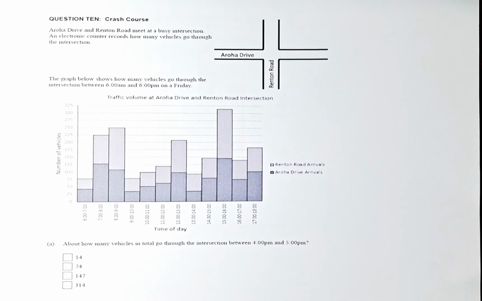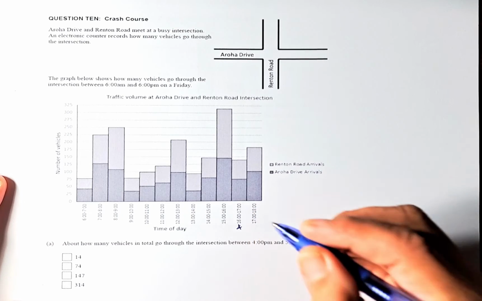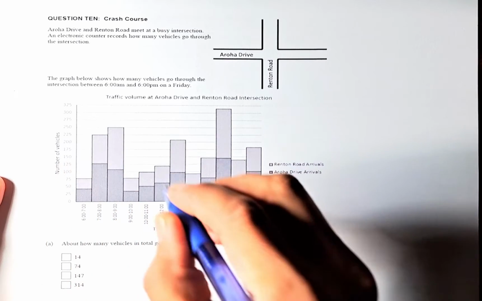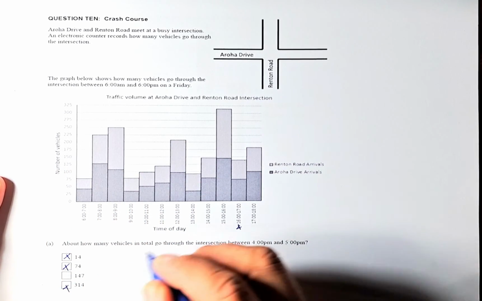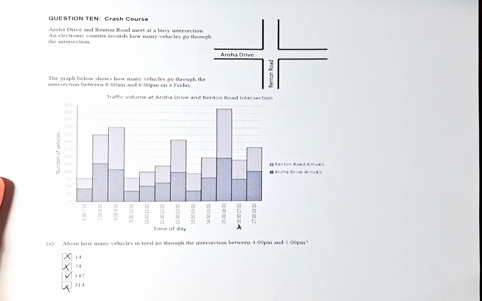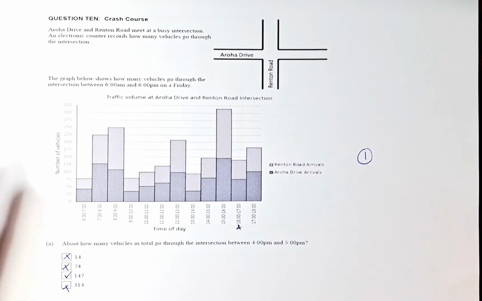So the question is about how many vehicles in total go through the intersection between 4 and 5 p.m. So 4 and 5 p.m. is the number here, 1600 to 1700, and you look at the number there and go across. It cannot be 14, it cannot be 74, it cannot be 314, so it's between 125 and 150. So the answer is going to be 147. If you can answer that, that is going to be outcome number 1.